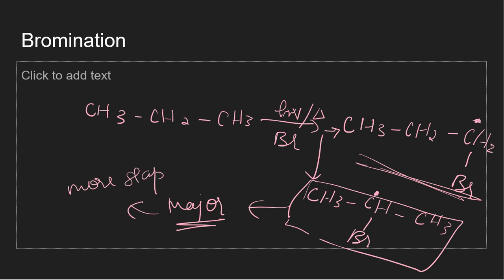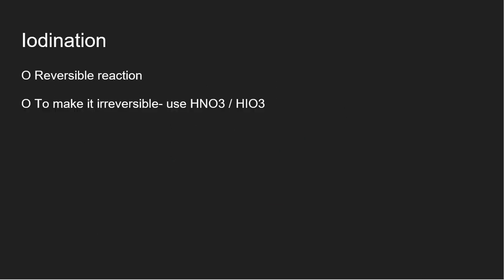and more percent of the compound is present. And this is your minor product because it is less stable and the percentage will be less. Moving on, now iodination. Iodination is an important topic here, and some key concepts lie in this iodination as well.